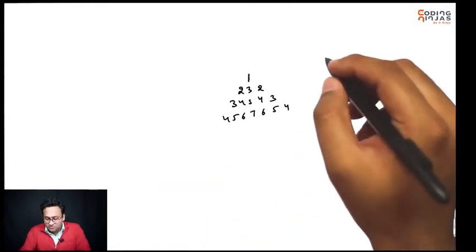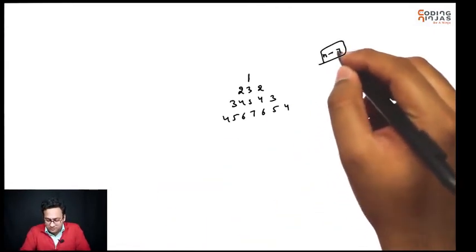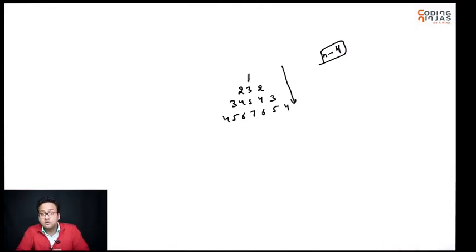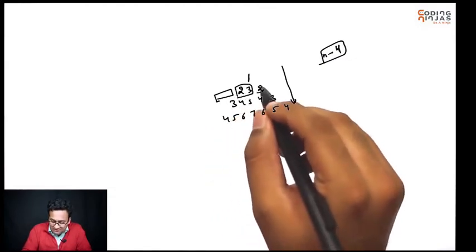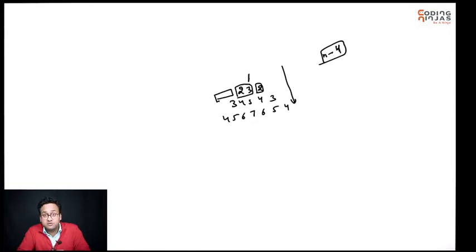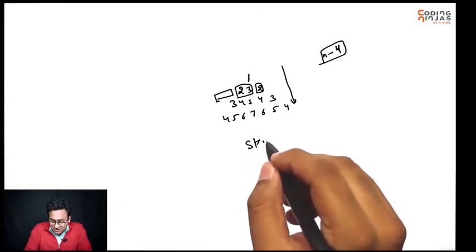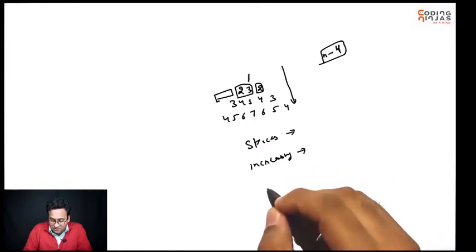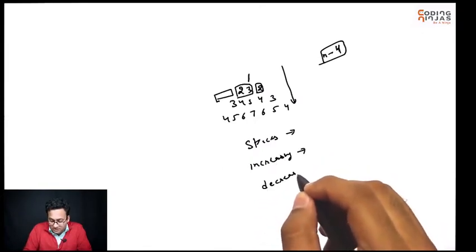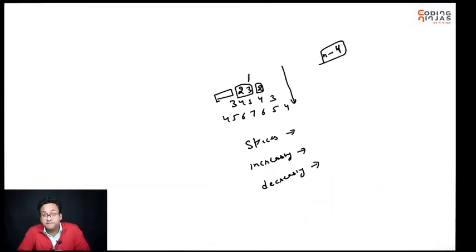Right. So n is 4 in this case. So we have 4 rows, and in each row, what's the pattern? We have a few spaces, then we have an increasing part, and then we have a decreasing part. Perfect. So spaces, increasing, and then decreasing, right?